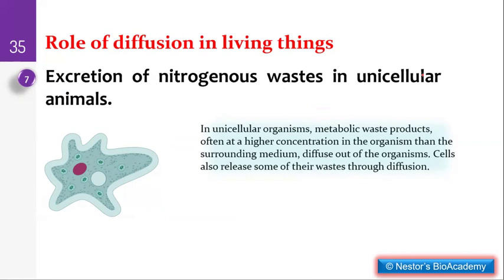Unicellular animals are animals which are very simple. The entire animal is made up of only one cell, and they don't have complex excretory systems. It can't have a kidney, it can't have a urinary system, it can't have lungs, it can't have a liver for excretion. All it depends on is diffusion. So once the gaseous metabolic wastes are produced inside the unicellular organism, they simply diffuse out of the organism to the surrounding region of low concentration.